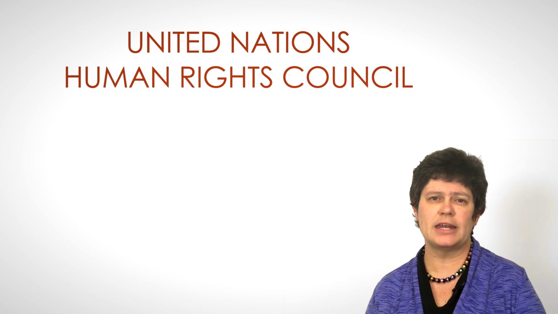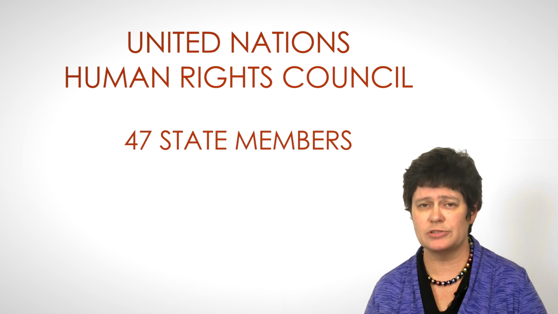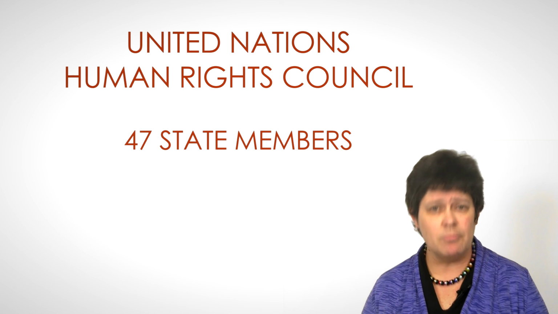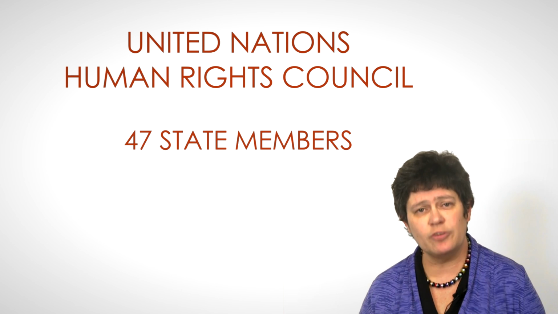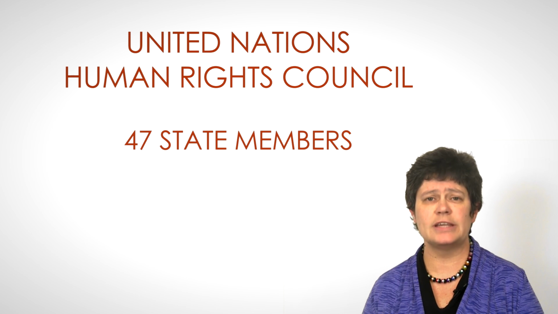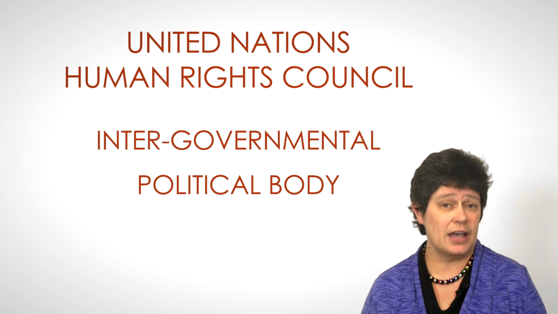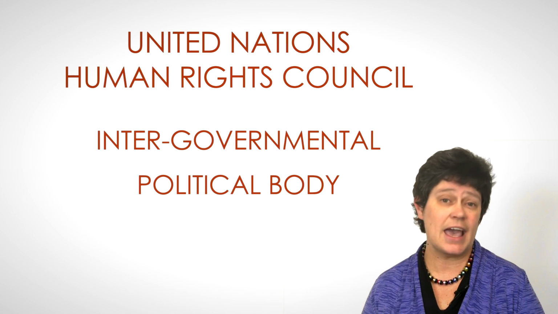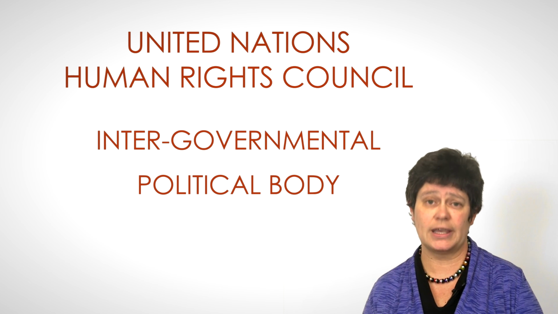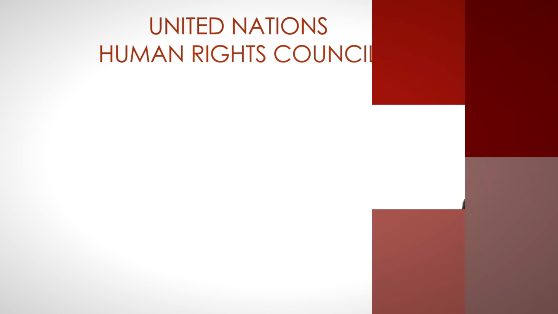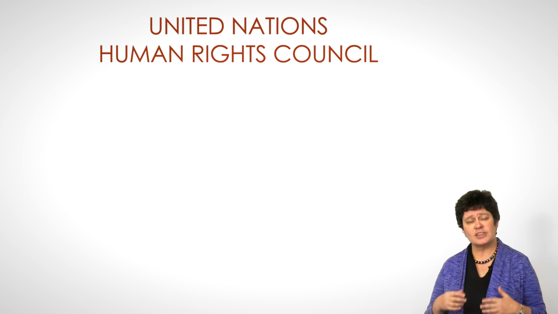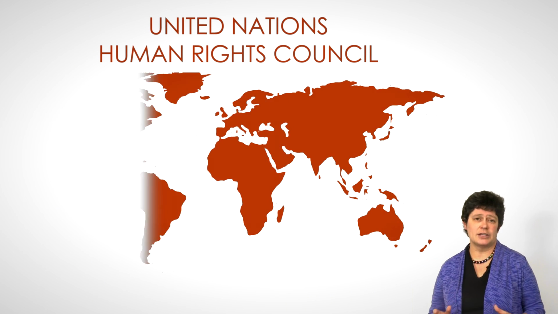The Council is made up of 47 state members, and that's important. The members of the Council represent their governments. That means the Council is an intergovernmental political body and its proceedings are inevitably politicised. This has led to some criticism of the Council. The 47 members are spread out amongst the 5 United Nations regions.